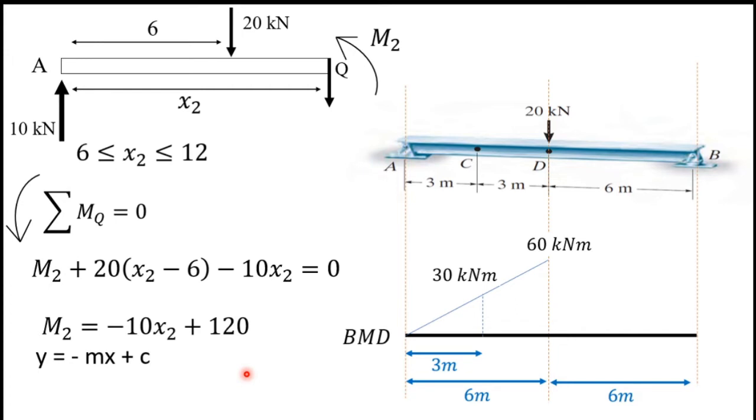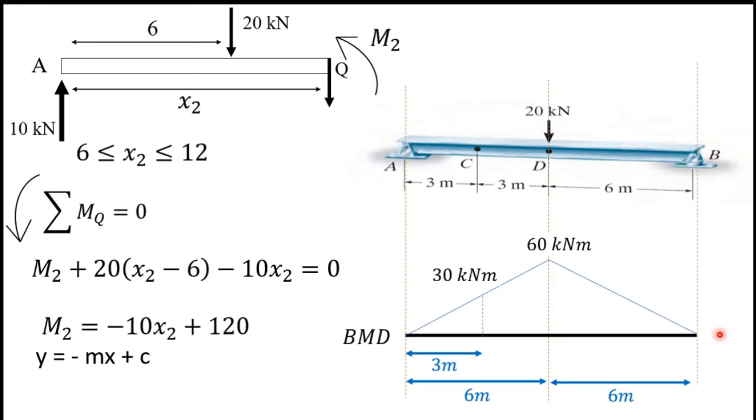So in order to find the value at this point, point D, you have to substitute x2 equals 6. So when you substitute x2 equals 6, you will have m2 equals 60. Then in order to find the value at point B, you can substitute x2 equals 12. So when you substitute x2 equals 12 into this equation, you will have m2 equals 0. So that diagram will be like this.